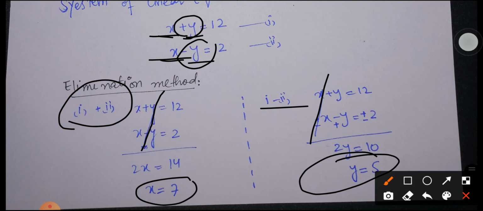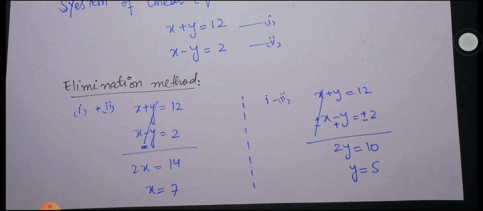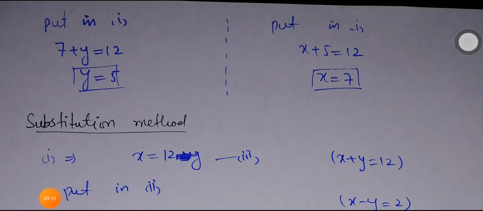Once we get the value of one variable, we can put this value in any one of the two equations to get the value of the other variable. For example, I will put x is equal to 7 in equation 1 and I will get the value of y. Here you can see that we get y is equal to 5. Or if we eliminated y first, that is y is equal to 5, then putting y is equal to 5, we will get the value of x, which is 7 in this case. So it's totally up to you which variable you want to eliminate.